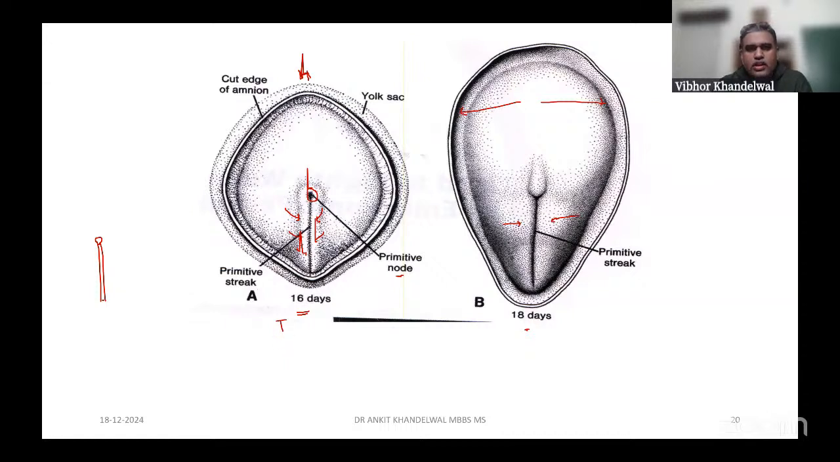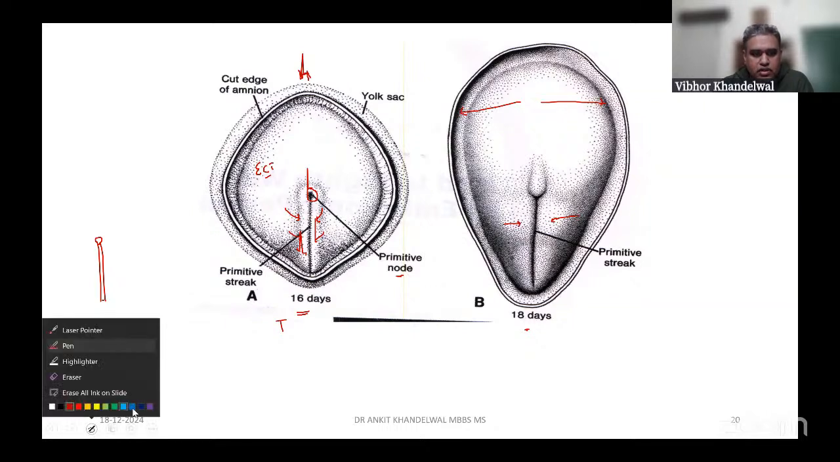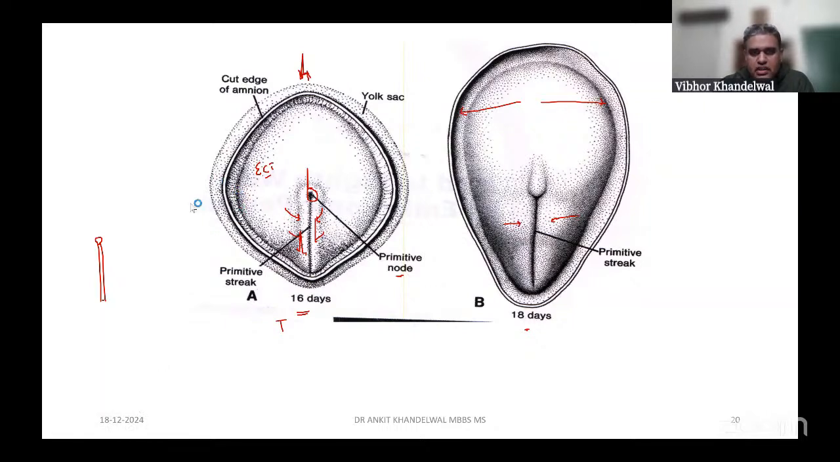Now epiblast cells are going down, fine. They're going down, down, down, very good. Now whatever remaining cells are over here, what do they become? They become ectoderm. Yes or no? After they form endoderm and mesoderm, what is left above? Above is ectoderm. Fine. Now see what is going to happen through primitive node. Listen very carefully. Through this primitive node, the cells which are going down don't form a whole disc.